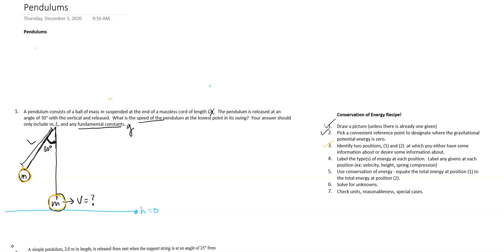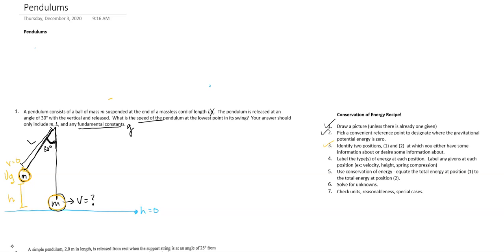Let's label the type of energy at each position. Right here, it starts off at rest. The velocity is 0, so if the velocity is 0, there's no kinetic energy. It is some height h above the ground, or I should say above what we say the height equals 0 reference point is. So it is going to have UG.